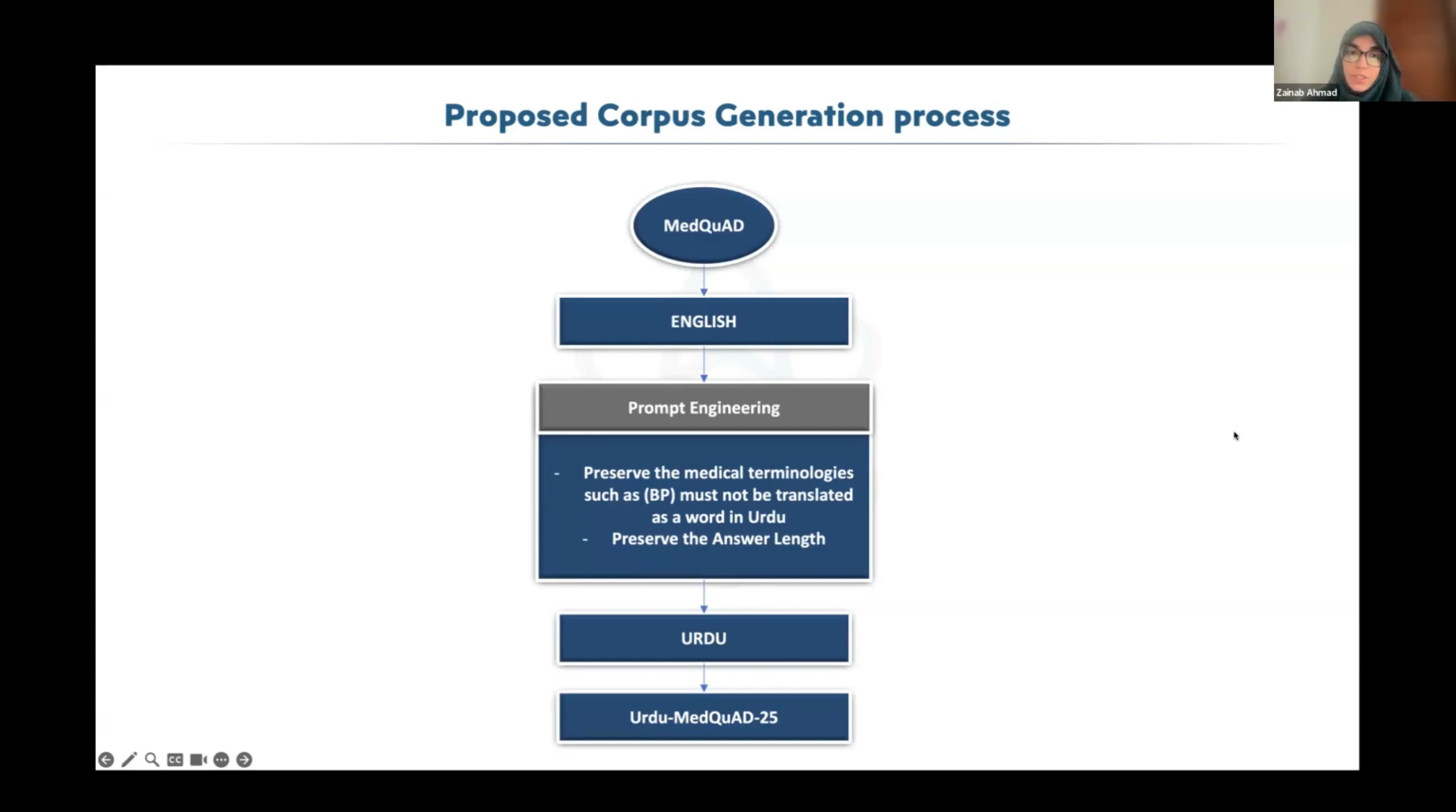One important thing as well is we also make sure to preserve the answer length. As we are using LLM, it does not generate a summary of that answer, just simply translates that. And then we have Urdu language corpus, and we named it as Urdu MedQuAD 25.